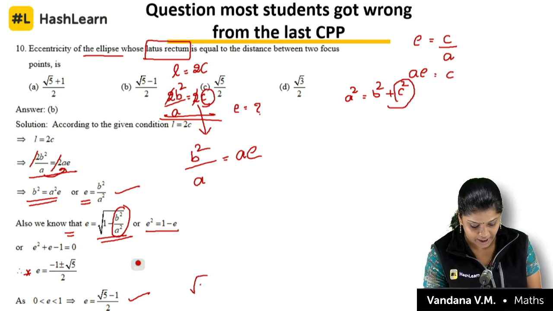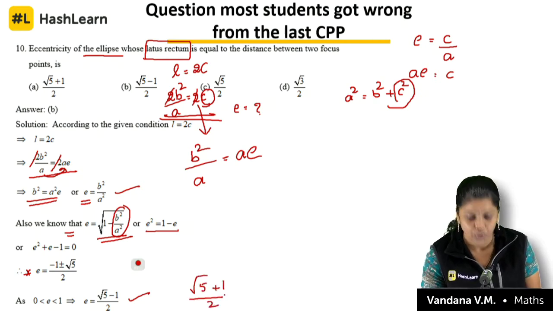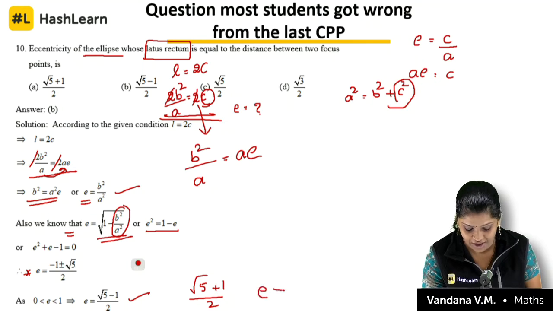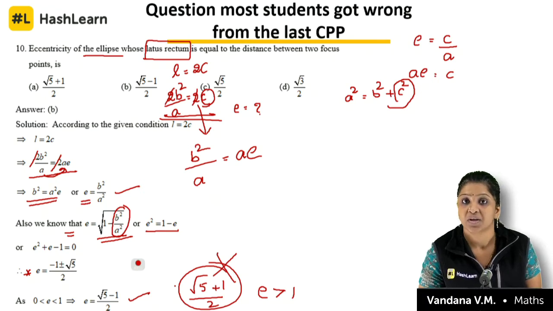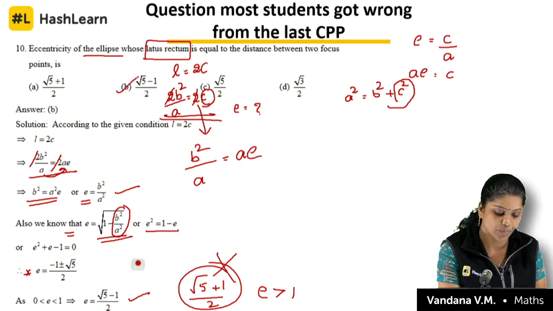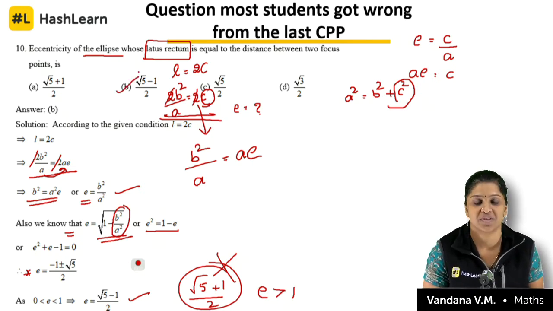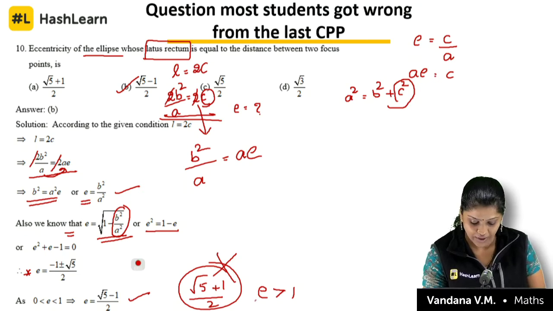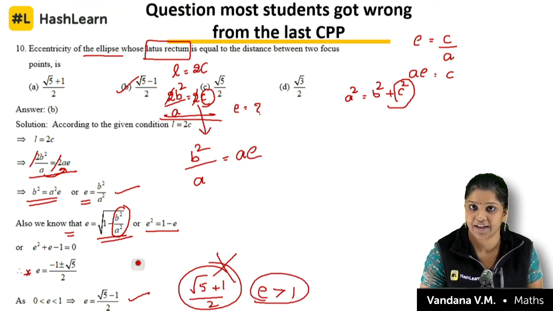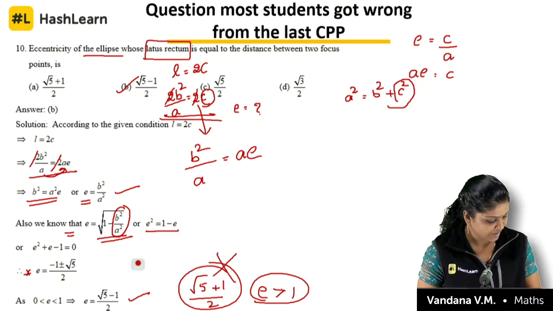If you take root 5 plus 1 by 2, then that gives you an eccentricity value greater than 1. So I am not supposed to take this value. I should take only root 5 minus 1 by 2. So which option is correct? Option B is correct, but most of the students selected option A. So understood, right, why you should not select option A, because you will get an eccentricity value greater than 1. That will not give you the ellipse. Understood, right? Next.